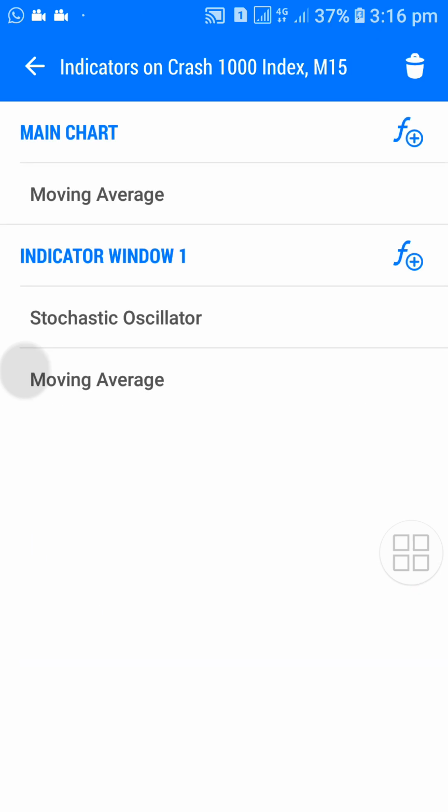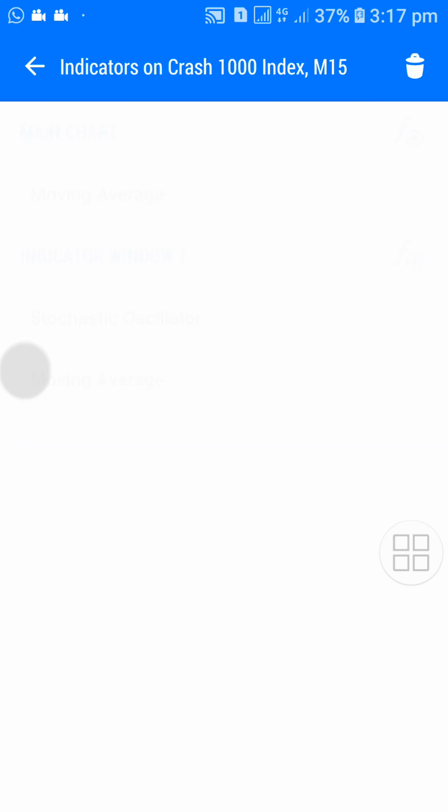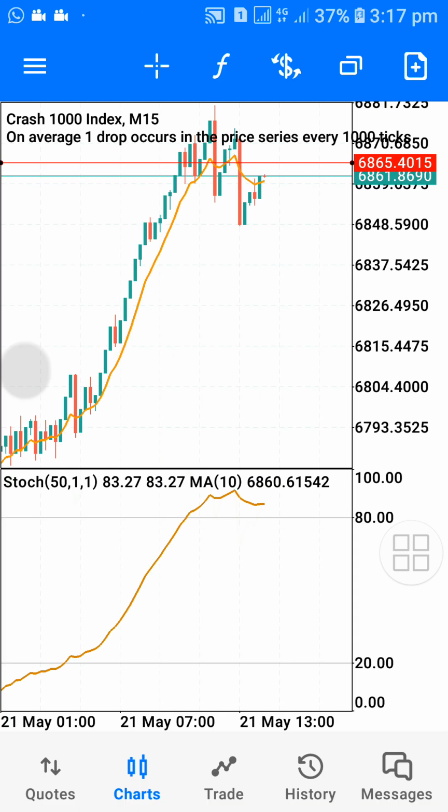The last indicator, but not the least, is another moving average. These are the parameters we are using: the period is 10, the shift is 0, the method is exponential, applied to close, and the color is the same as the one on my main chart. You can use any color of your choice. There's no level here. So my setting is now complete.